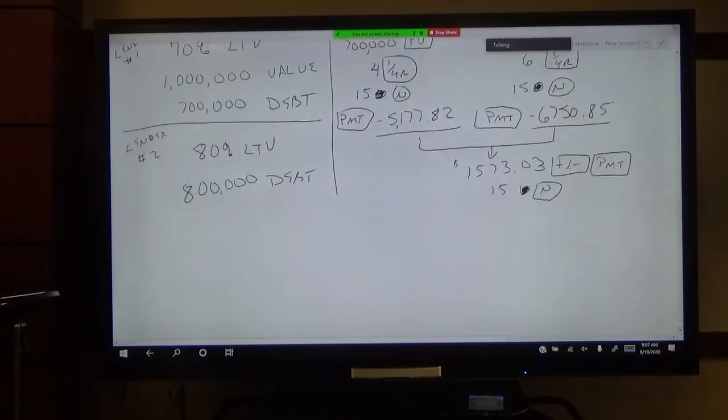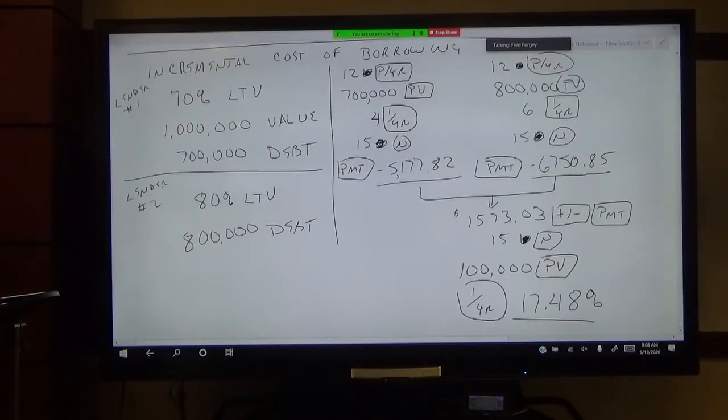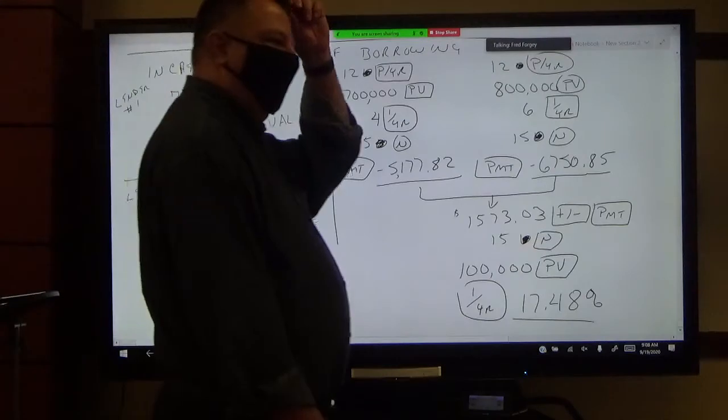Okay? And put in 100,000, which is the difference between the two, as our present value. Now, this is where we're going to see what is that real incremental cost of borrowing. 17.48%. Now, this is where we remember what I said about this being one of the most important concepts to understand.